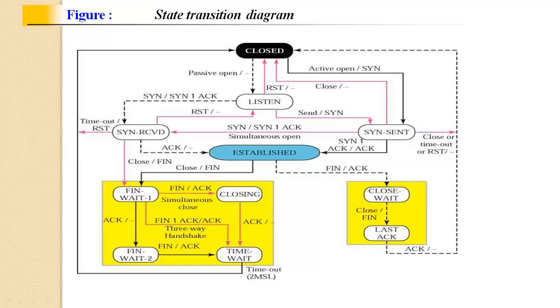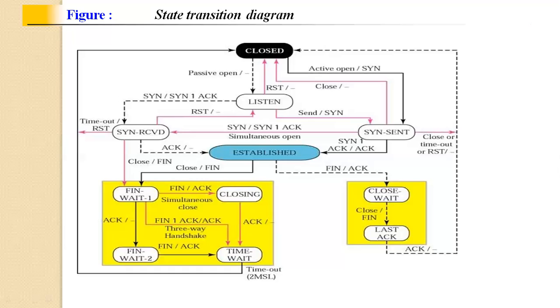The action is sending control segments. The control segments are SYN, FIN, and reset, that is RST. FIN, SYN, and RST are control segments. They are indicated by dotted lines. These dotted lines are control segments.